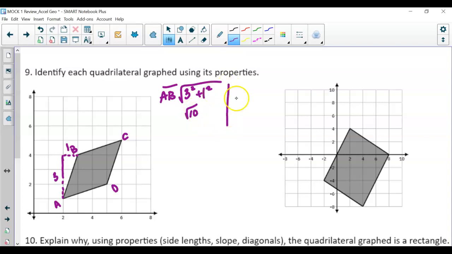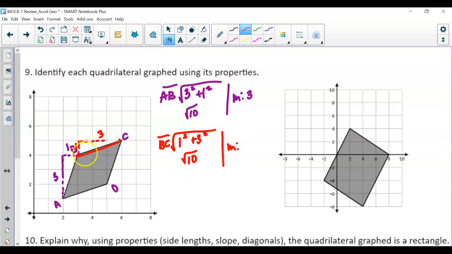Then the slope is positive, rise over run, 3 over 1, which is 3. So now let's go to our next consecutive side, BC. Rise is 1, run is 3. 1 squared plus 3 squared, take the square root. Notice you end up with radical 10 again.